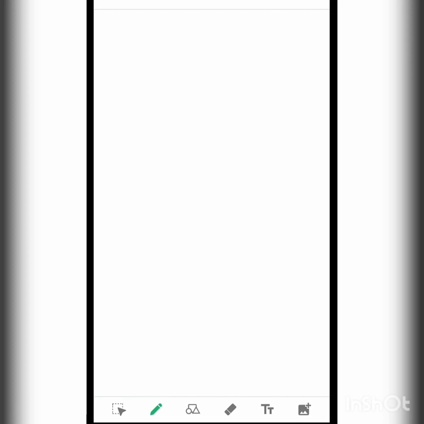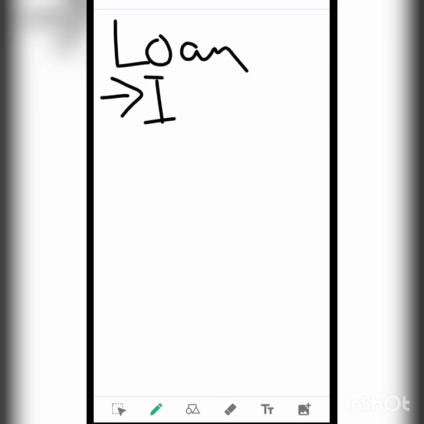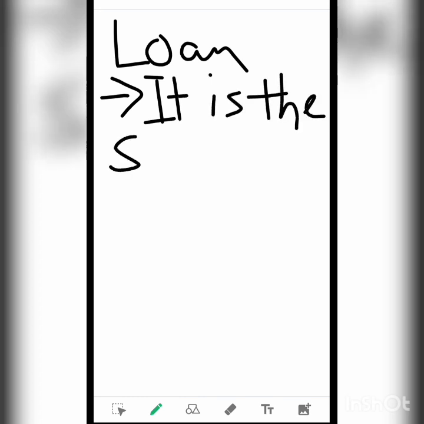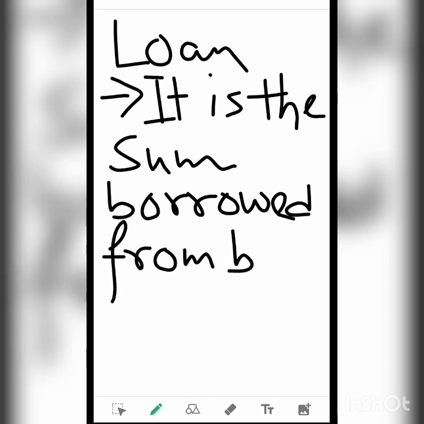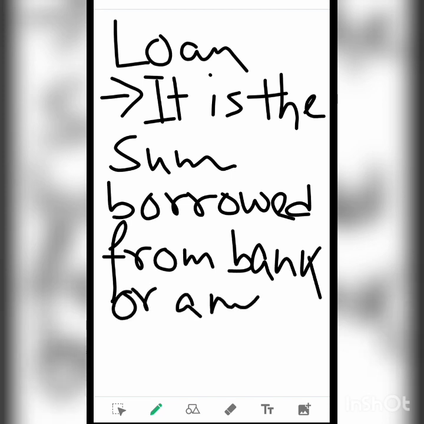Suppose loan. So it is the sum borrowed from bank. It is only an explanation, not a formal definition.